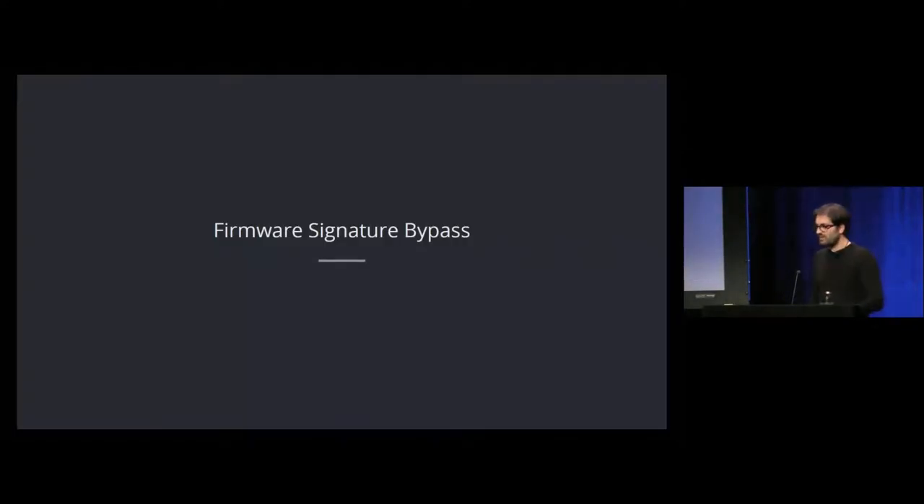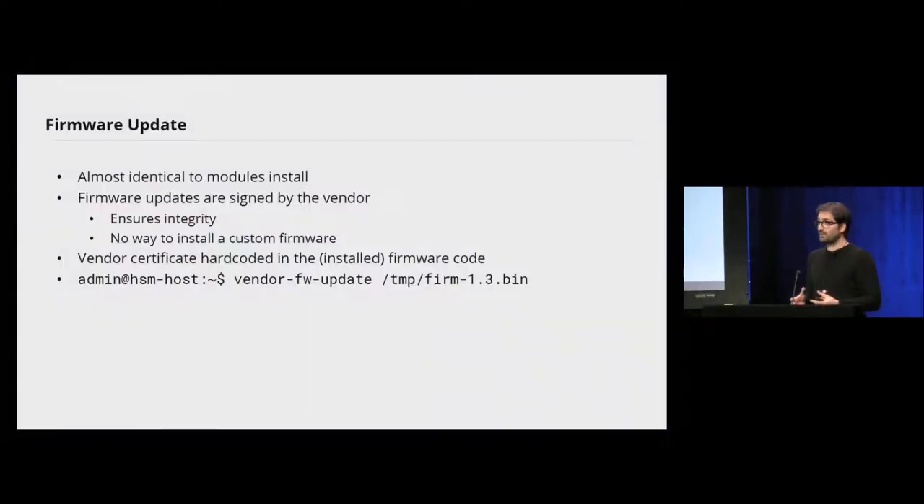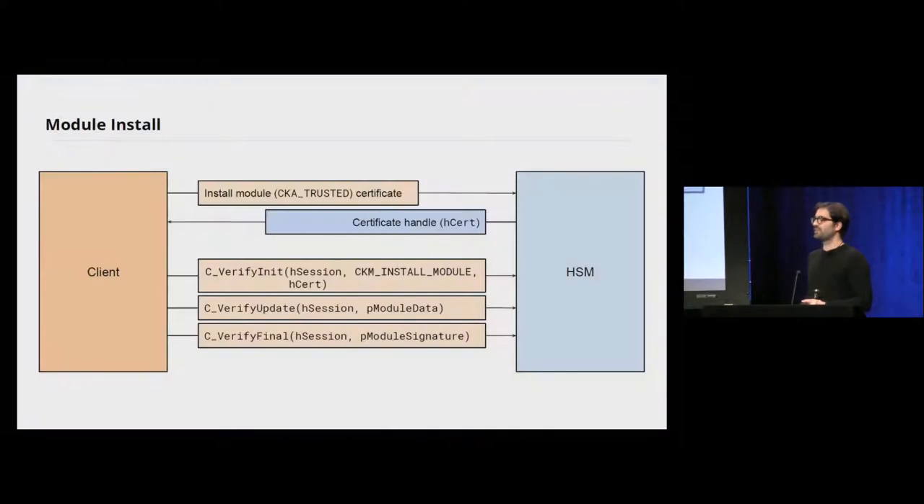We wanted to follow our analysis by looking at the way the firmware signature was verified when loaded onto the HSM. Actually, I will start first with the signature verification of the custom module you can install on the device, because this is quite the same mechanism. When you want to install a module, you first generate a certificate on the client and send it to the HSM. The HSM stores the certificate and sends back a certificate handle to the client. Then the client sends the module it wants to load, which must be signed with the certificate, along with the handle of the certificate. If the signature is correct, the HSM stores the module, loads it into memory and executes it.